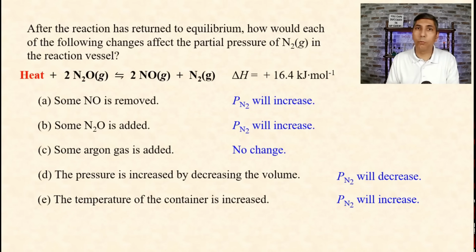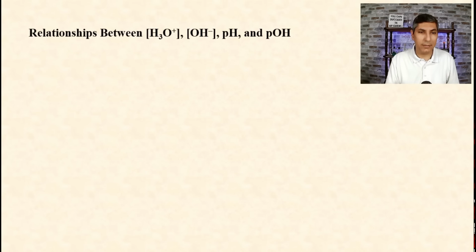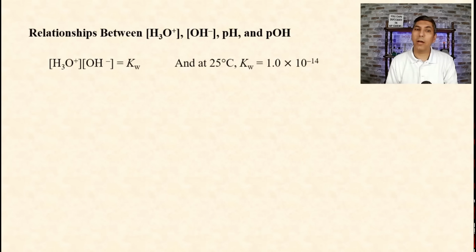Now, let's move right on to Unit 8, which is acids and bases. Let's take a look briefly at the relationships between the hydronium ion concentration, the hydroxide ion concentration, pH, and pOH. Now, we need to know that H3O+, the hydronium ion concentration, times the hydroxide ion concentration equals Kw. And as long as we're at 25 degrees Celsius, that value for Kw is about 1 times 10 to the negative 14th. So those are some very important values to use.